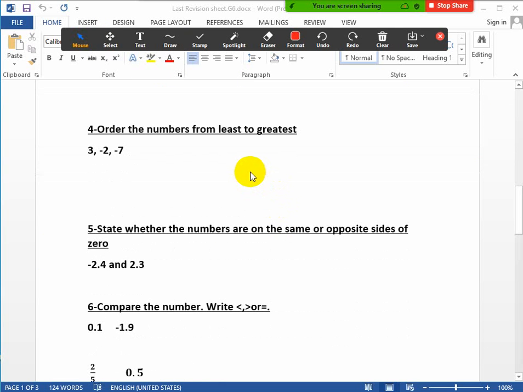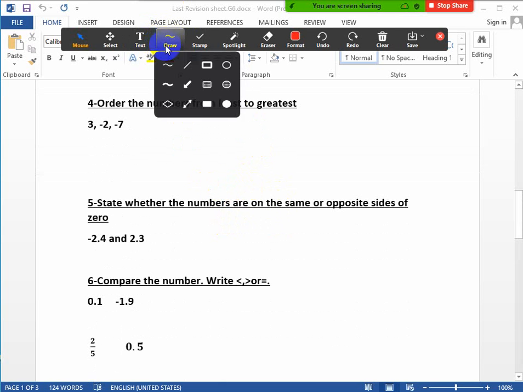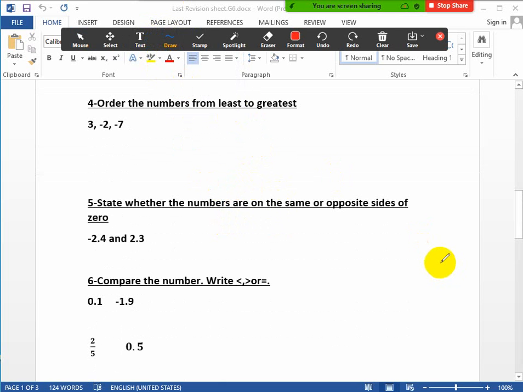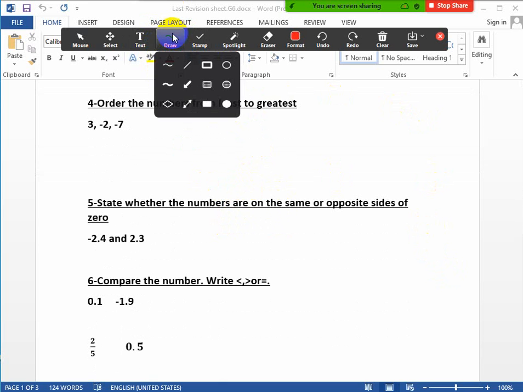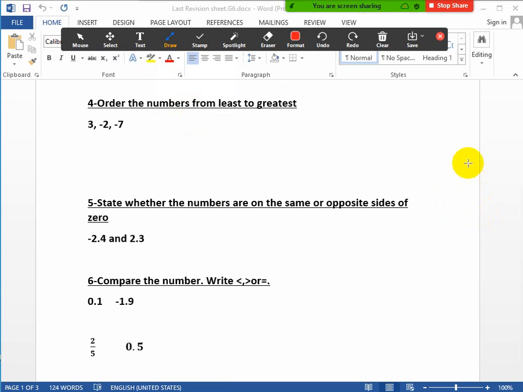Okay. Now order the numbers from least to greatest. Of course, the order will be in the exam, so you have to focus on the order. It's from the least to the greatest or from the greatest to the least. I told you when you want to order, you have to use the number line, of course. It's easier than doing the order by using your mind.